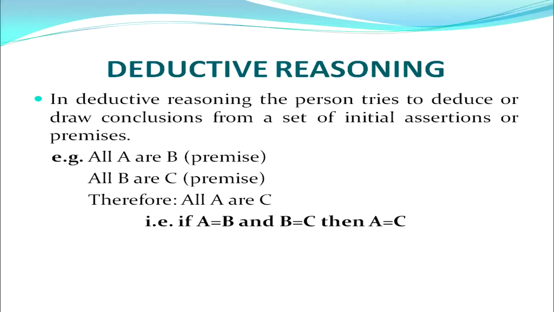Let us know about deductive reasoning first. In deductive reasoning, the person tries to deduce or draw conclusions from a set of initial assertions or premises. For example, if this situation is in front of you: all A are B, it is a premise. Another is all B are C, again a premise. Therefore, it results in all A are C. That is, if A equals B and B equals C, it ultimately means that A equals C.